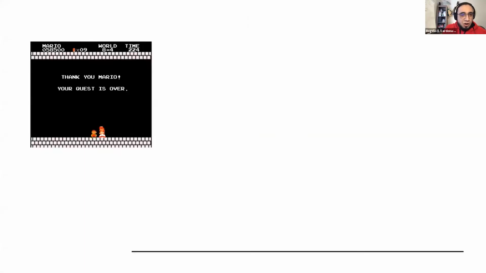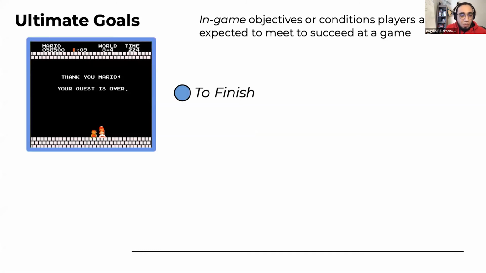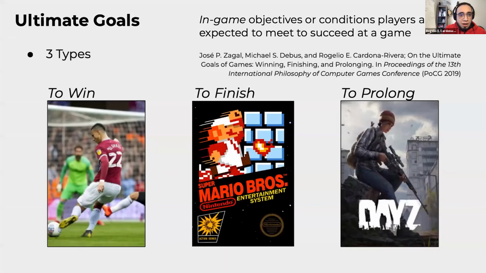Okay. So starting with this. This screen is seen when you ultimately finish Mario Brothers. And when we use the word finish, we mean it as a technical term, as the ultimate goal of the game. That's the in-game objective or condition that you are expected to meet to succeed at the game. So to finish Super Mario Brothers leads you to this screen. Now, a question that comes to mind is, well, was finish the only kind of goal that exists?